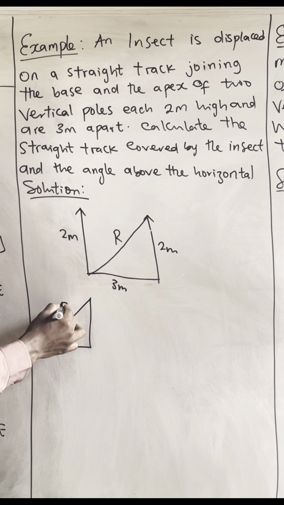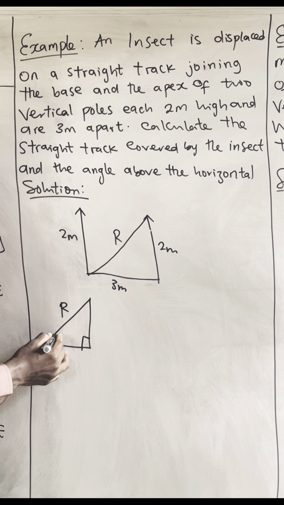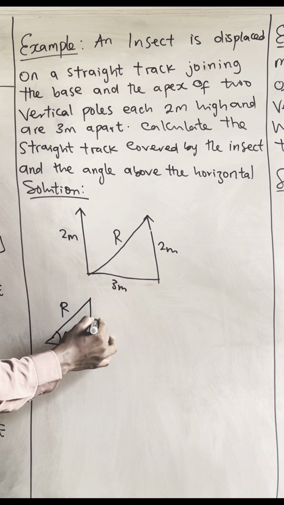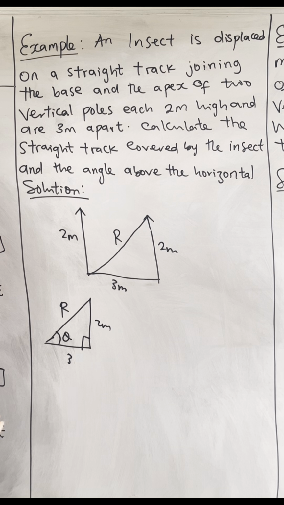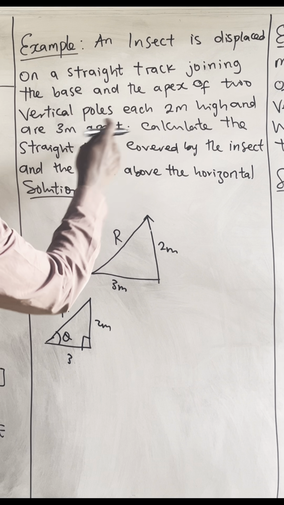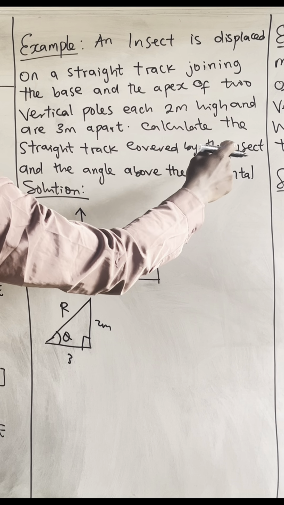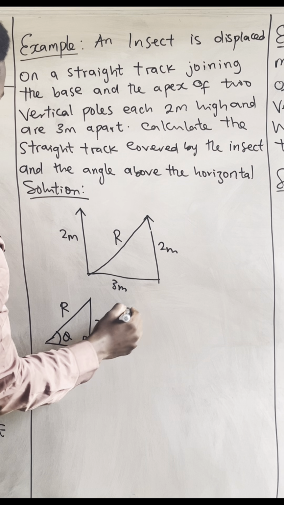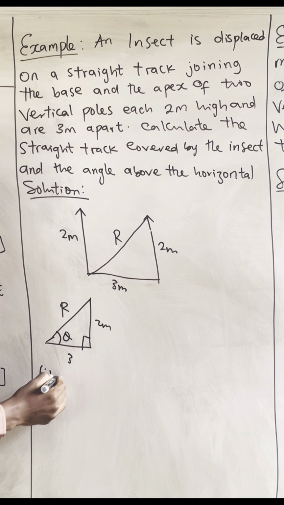So this will be the resultant. This is angle 90. This can be theta. And this is 2 meters. This is 3 meters. Then we can calculate the resultant. For question 1, they say we calculate the straight track covered by the insect. So that is question 1. We just calculate the resultant.